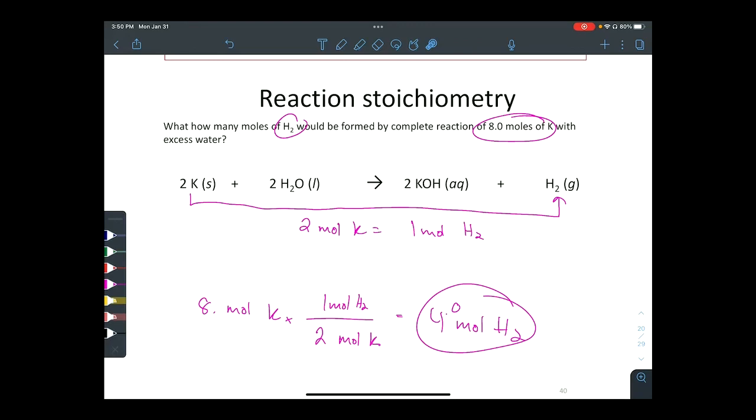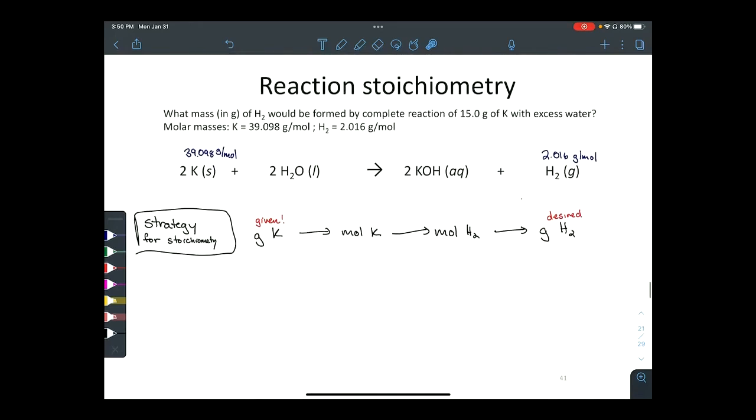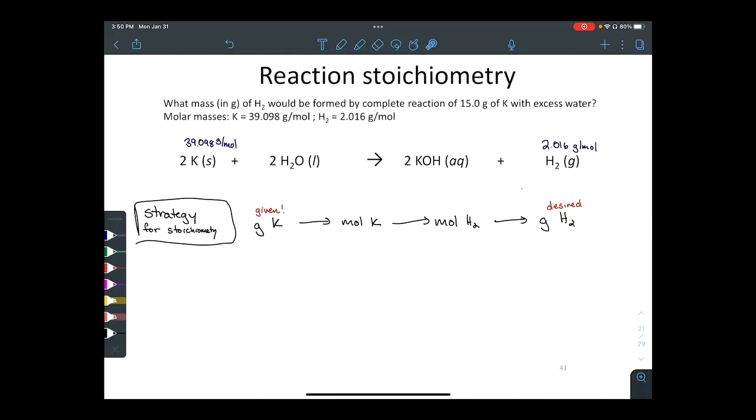Do we have anything in lab that can measure moles of something? No. How do we measure matter? Mass. Right. So this is a more realistic way to think about this question. Let's do the same calculation, but this time I say, okay, 15 grams of potassium reacts. How many grams of H2 are produced? The middle part is still the same.